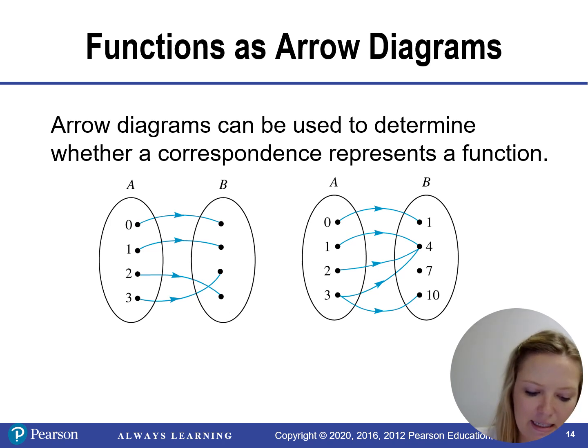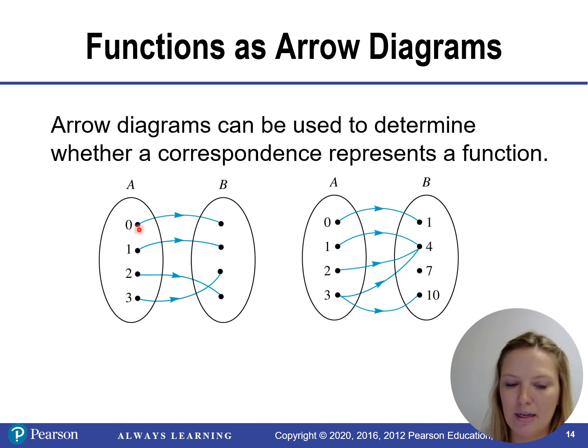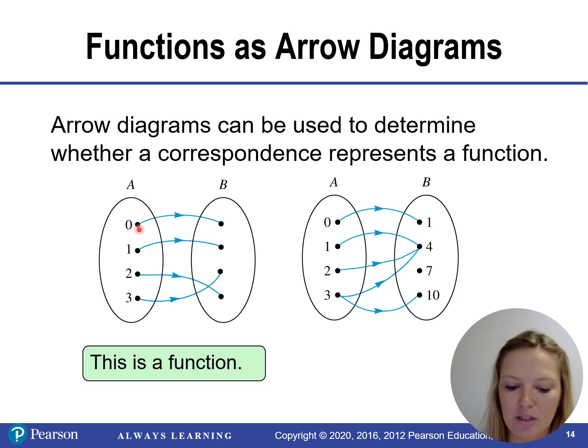What this is saying is, in this picture, the input of 0 gives the output of this point, the input of 1 gives the output of this point, the input of 2 gives the output of this point, and the input of 3 gives the output of this point. And our question should be, does every input have exactly one output? In the case of the function on the left, this is a function because every input has exactly one output.